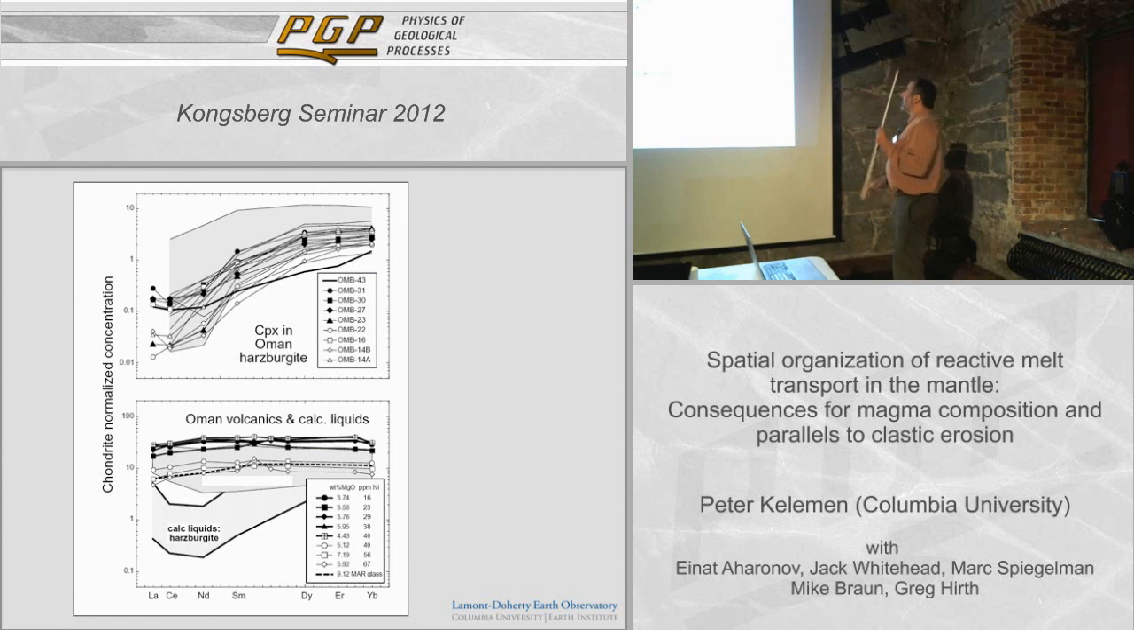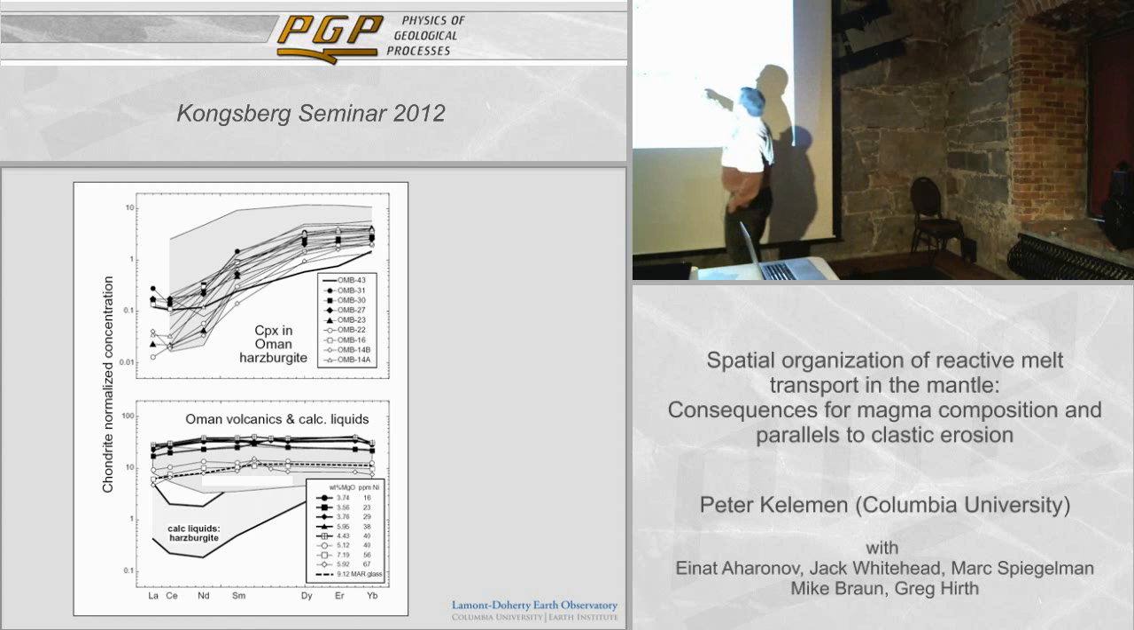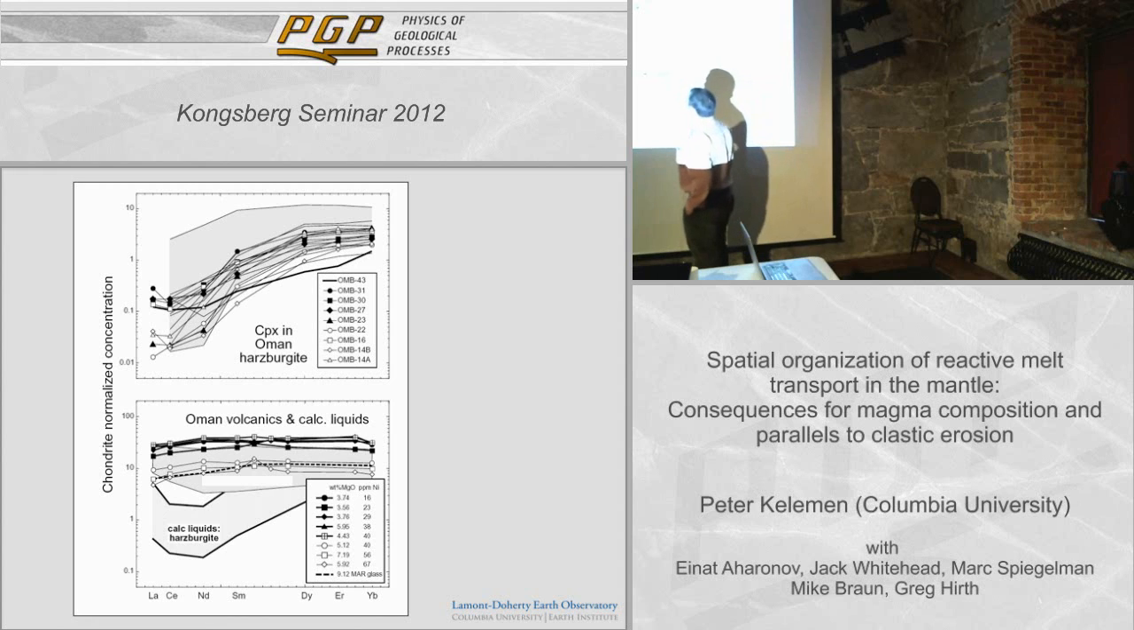And we can measure the compositions of the minerals in the residual mantle harzburgites. In this case, these are clinopyroxene compositions. And these are rare earth elements. These partition very strongly into partial melts. These partition less strongly into partial melts. So there's very, very extreme depletion in the more incompatible elements.